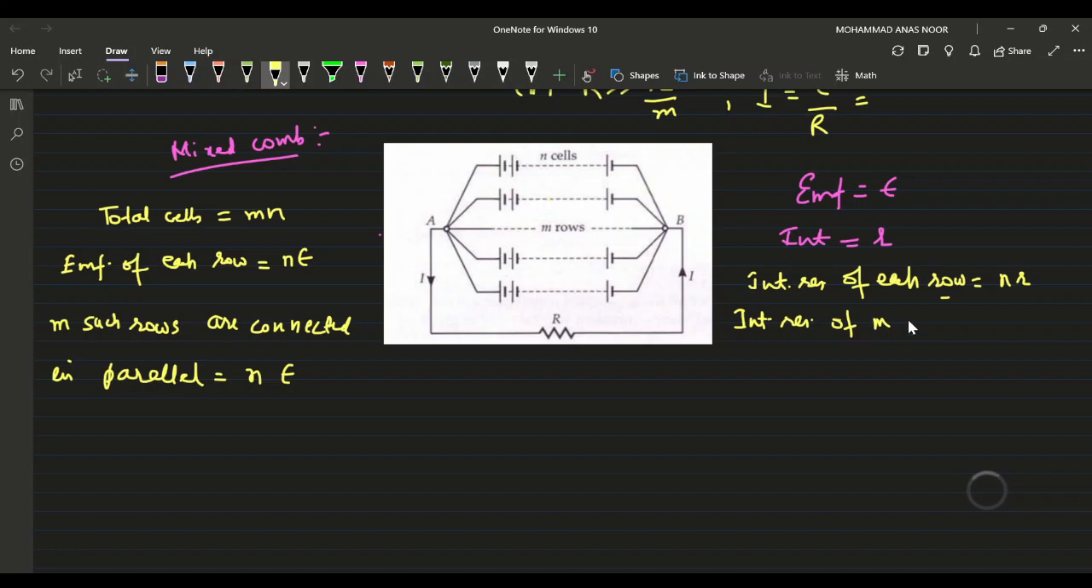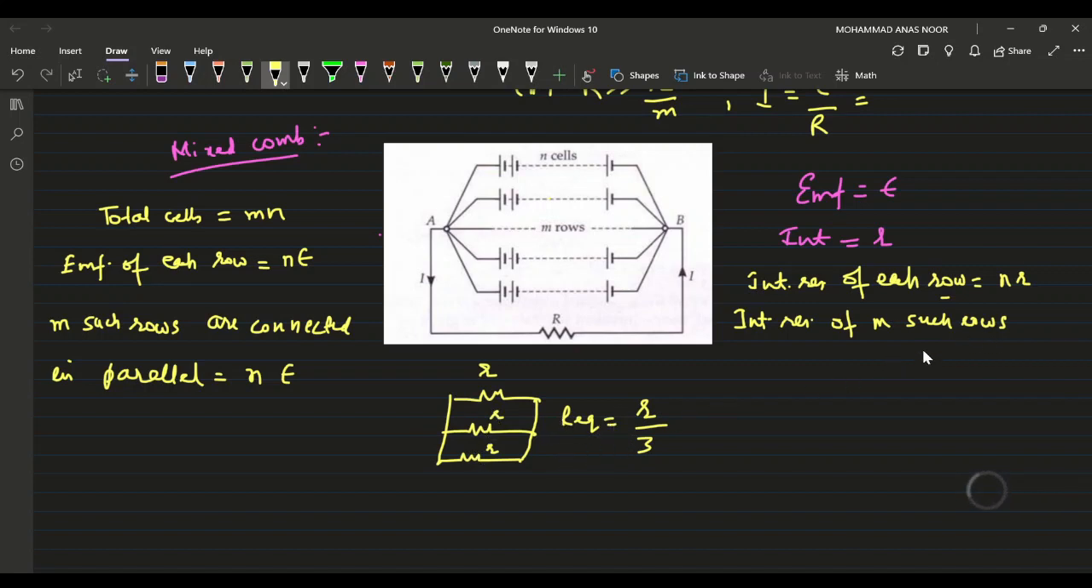internal resistance r of M such rows. When there are many resistances of the same value, let's say R, three resistances connected in parallel, what would be the equivalent resistance? R by 3, okay? You calculate it using 1 by R is equal to 1 by R1 plus 1 by R2 plus 1 by R3, correct? You will get R by 3 because there are 3 resistances of the same value.